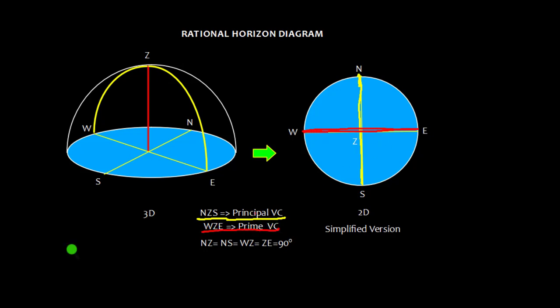By the way, in this rational horizon diagram, all the arms are 90 degree. If you see carefully, from this position to this position, the angular measurement is 90 degree, and here also angular measurement is 90 degree. Similarly, we can say that all the four sides of this rational horizon diagram are of 90 degree in angular measurement.